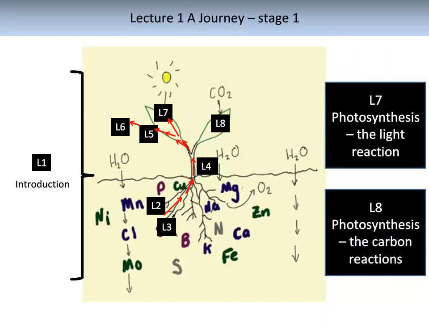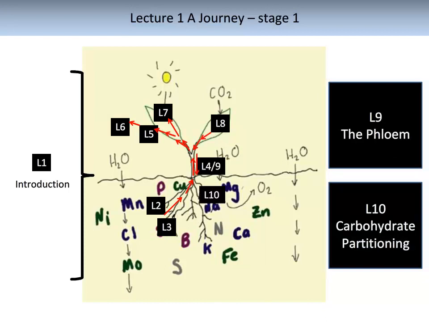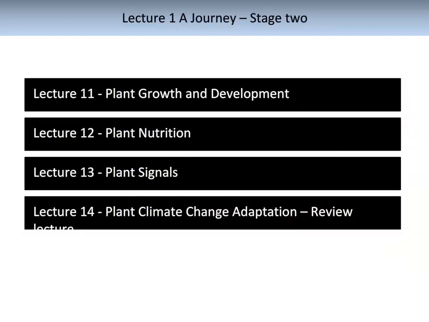In Lecture 7, we will deal with the topic of photosynthesis. We will break this up into 2 components and start with the light requiring reaction. This will be followed by Lecture 8, where the non-light requiring reaction or carbon reactions occur in photosynthesis. In Lecture 9, we will overview the phloem, and this will be followed by Lecture 10 on carbohydrate partitioning. This brings us to stage 2 of your theoretical journey through a plant.